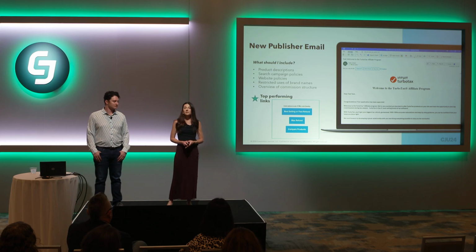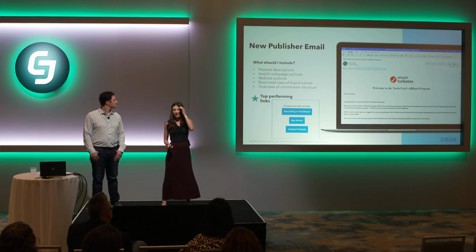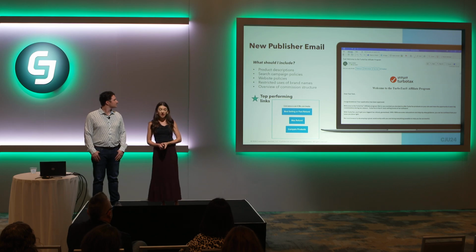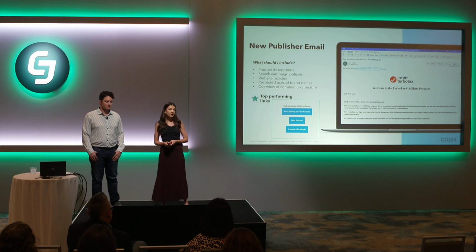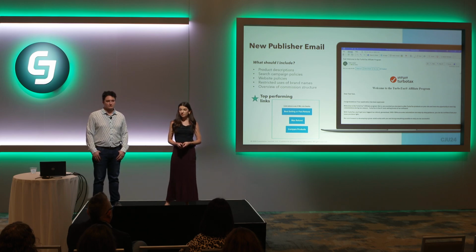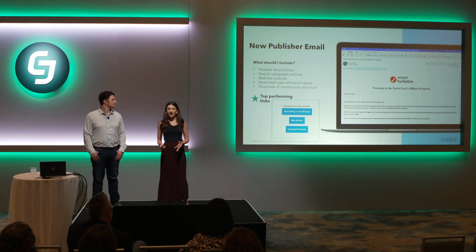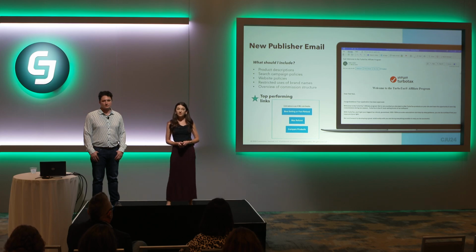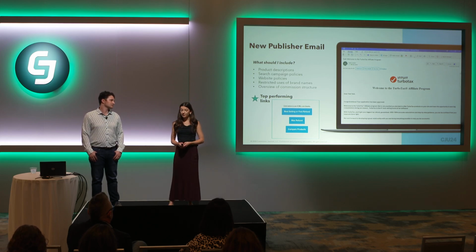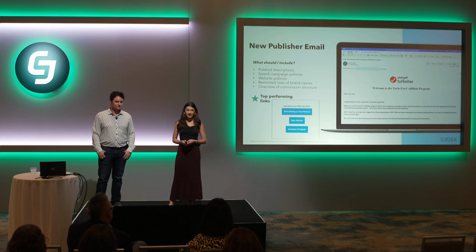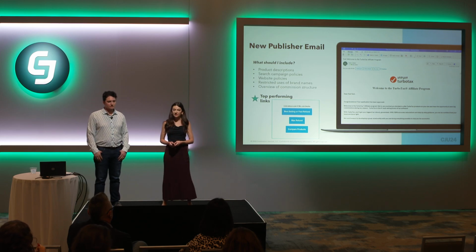And so looking at that new publisher email I mentioned earlier, this is a templated email that is automatically sent to publishers right when they join your program. So this is a little bit more detailed information on maybe do's and don'ts of the program, immediate information and direction publishers should receive since they're active. I do want to call out that including your program's top performing links is a great way to streamline the activation process and really get things started.